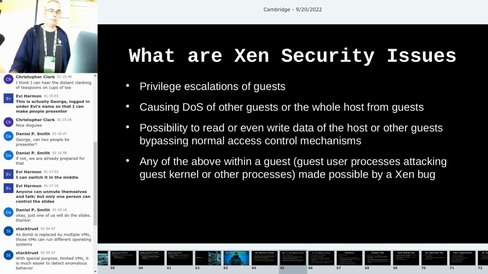And as a last point, if some bug or weakness in the Xen code allows a guest unprivileged process to attack other processes in the same guest or the kernel of that guest, which shouldn't normally be allowed, this is another Xen security issue.